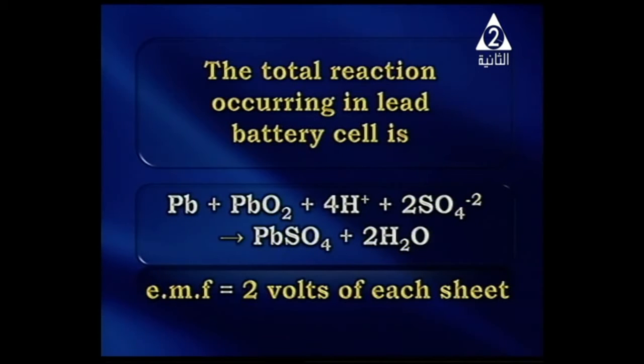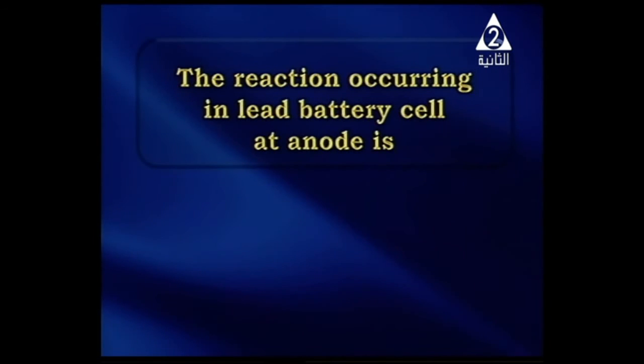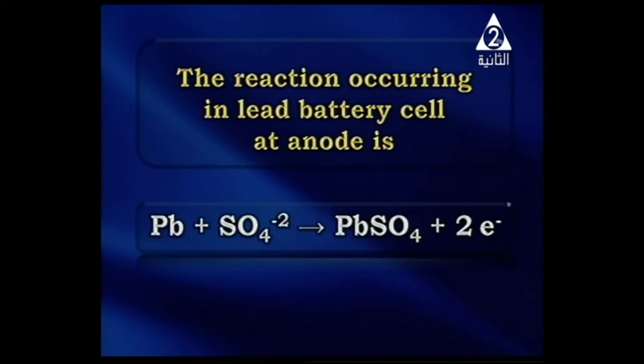The EMF is equal to the volts of each sheet, but the total EMF is 12 volts, because we have 6 sheets or 6 cells. Each sheet represents one cell. After that, the reaction occurring in the lead battery cell at the anode: Pb plus SO4 2-, the lead reacts with H2SO4, forming lead sulfate and losing 2 electrons.